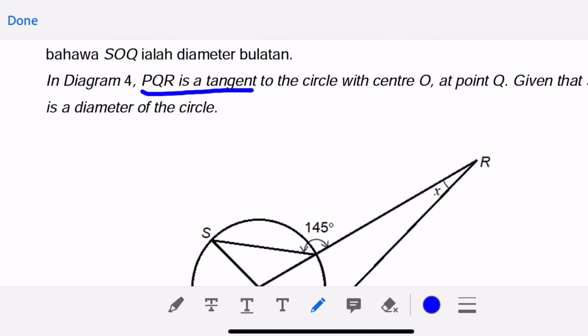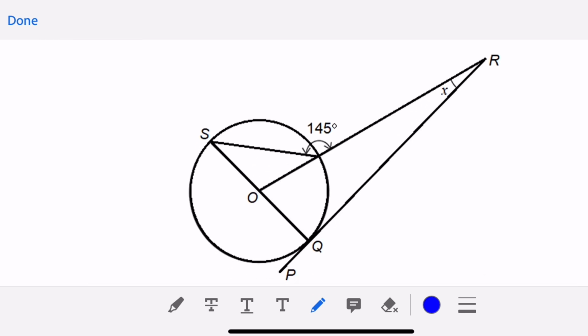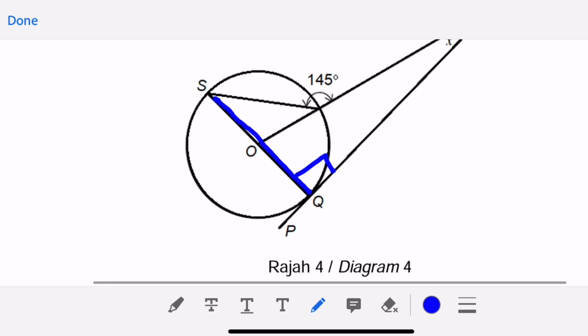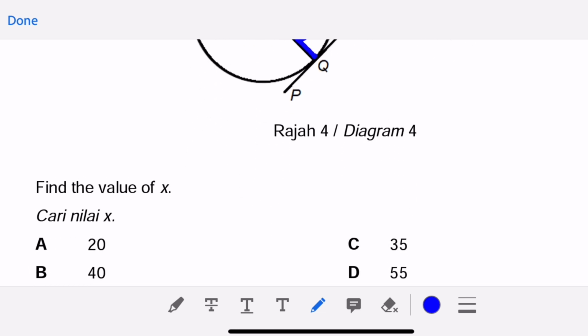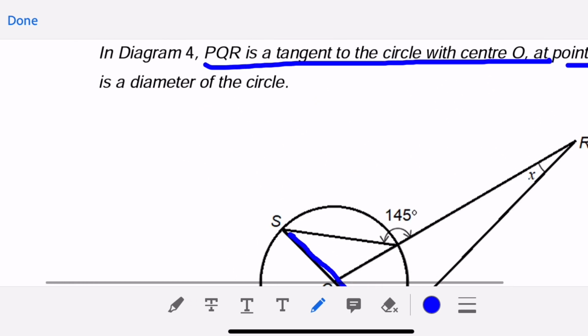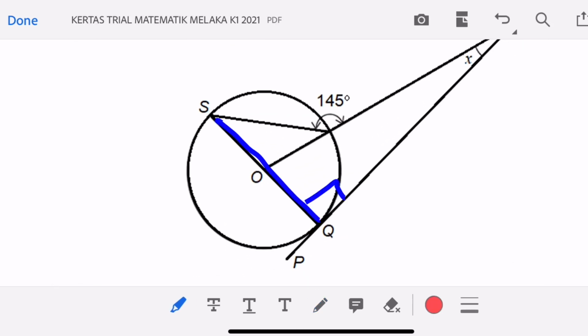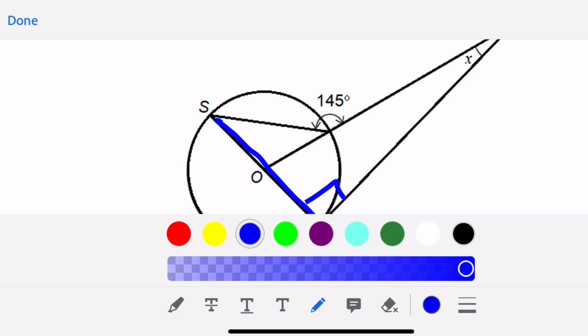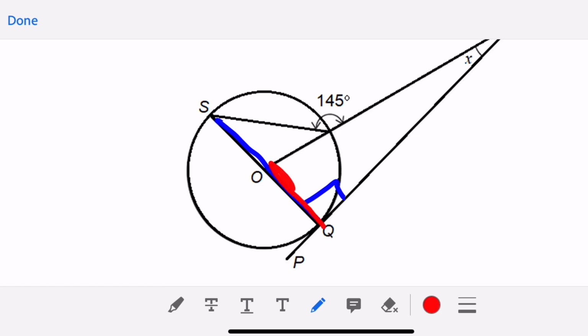For question number 10. In diagram 4, PQR is a tangent to the circle with center O at point Q, given that SOQ is a diameter of the circle. SOQ is a diameter. That means here must be 90 degrees. So we're asked to find the value of x. When you see the diameter, it is telling you that this is the radius. And radius and tangent are always perpendicular.